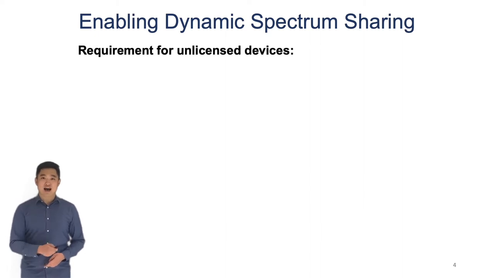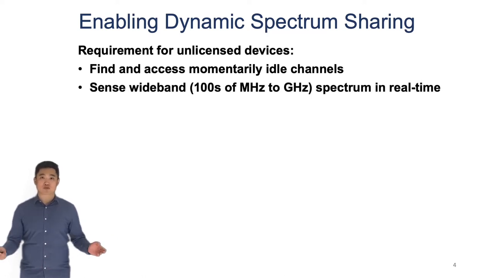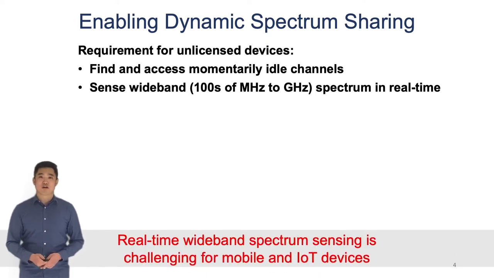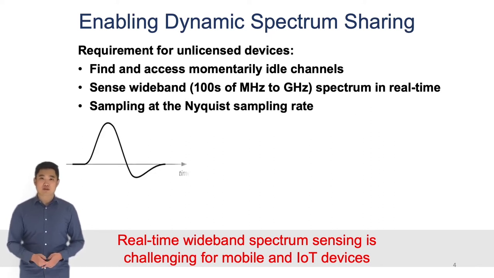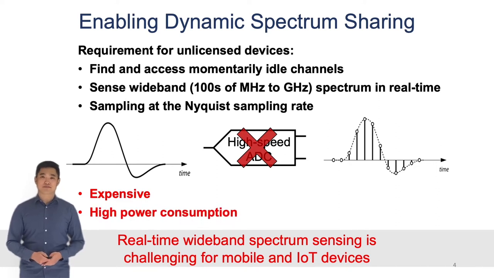However, enabling dynamic spectrum sharing is not easy because it requires unlicensed devices to find and access momentarily idle channels by sensing the wideband spectrum in real time. Unfortunately, this is very challenging for mobile and IoT devices because it requires sampling the signal at a Nyquist sampling rate using high-speed analog-to-digital converters, ADCs. Such high-speed ADCs are expensive and consume lots of power.